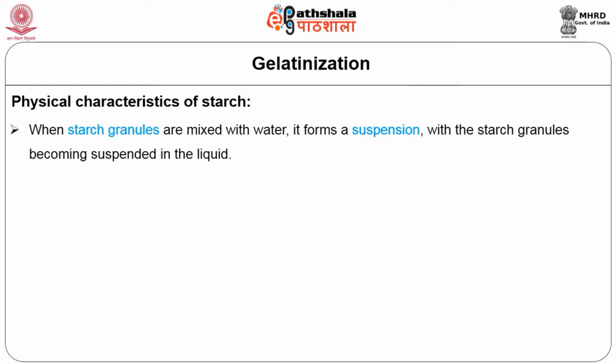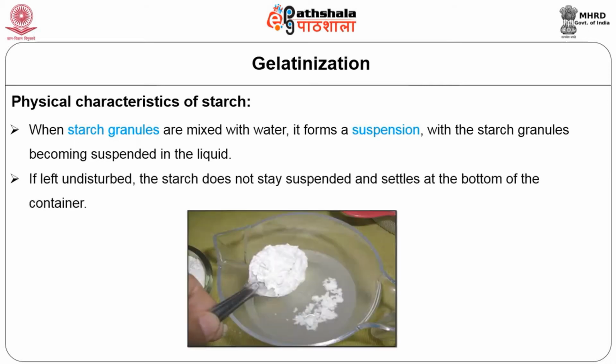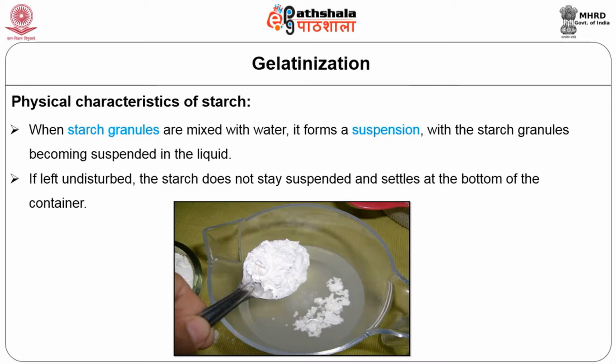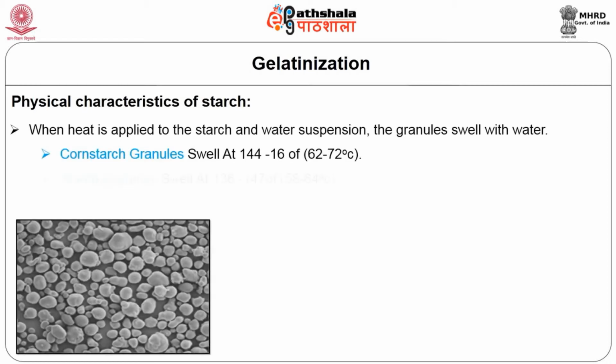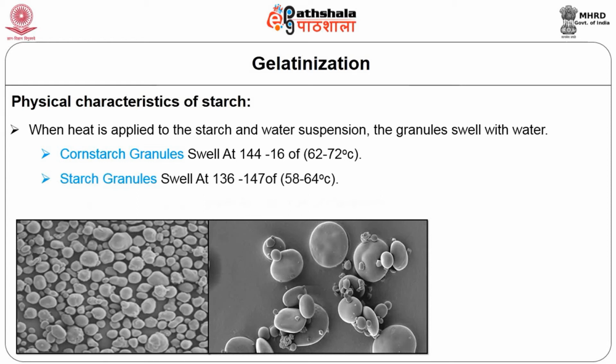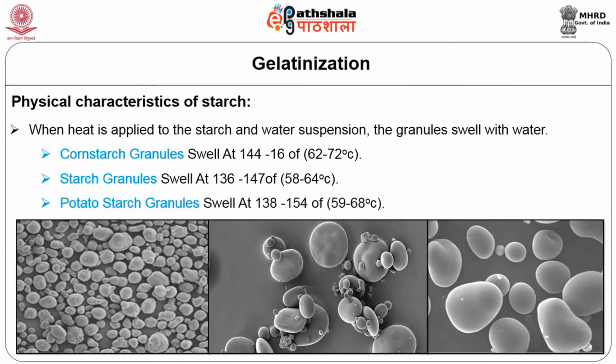Starch is insoluble in cold water. When starch granules are mixed with water, it forms a suspension, with the starch granules becoming suspended in the liquid. If left undisturbed, the starch does not stay suspended and settles at the bottom of the container. When a temperature range characteristic of that particular starch is applied to the starch and water suspension, the granules swell with water. Corn starch granules swell at 144 to 116 degrees Fahrenheit or 62 to 72 degrees centigrade. Wheat starch granules swell at 136 to 147 degrees Fahrenheit, and potato starch granules swell at 138 to 154 degrees Fahrenheit.